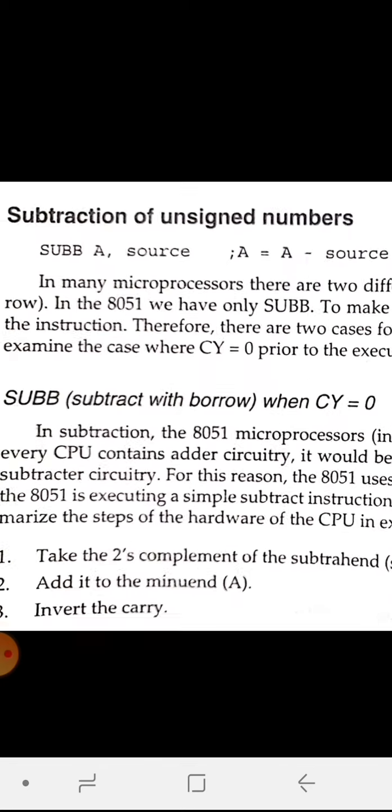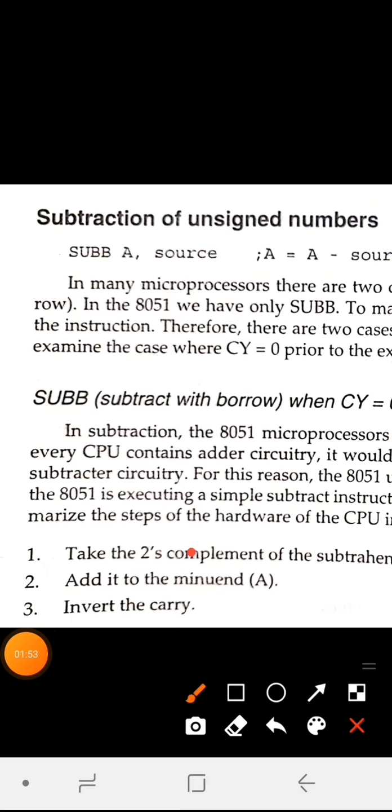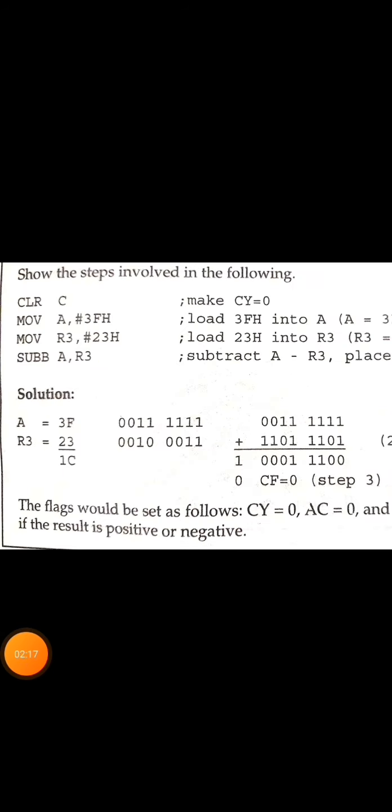When performing the operation, we have to follow three steps. The first step is to take the 2's complement of the source operand. Then we add it to the content of A. Here the source operand is called the subtrahend, and the data present in the accumulator is called the minuend. After the operation is performed, we have to invert the carry. Let's understand these steps by taking an example.